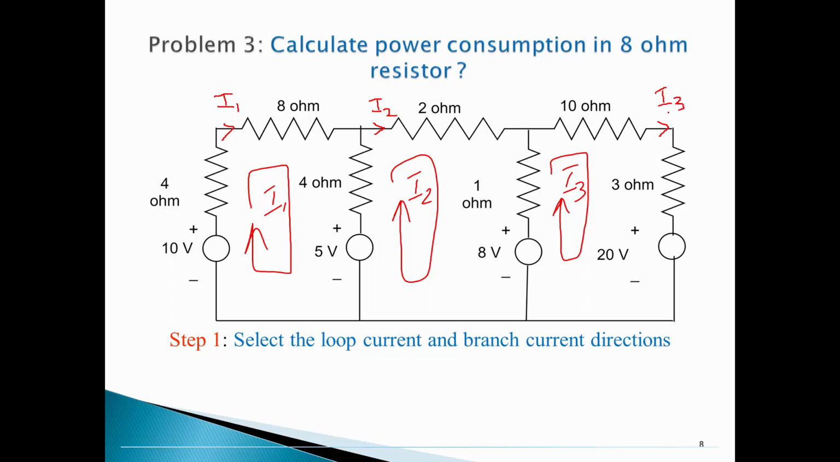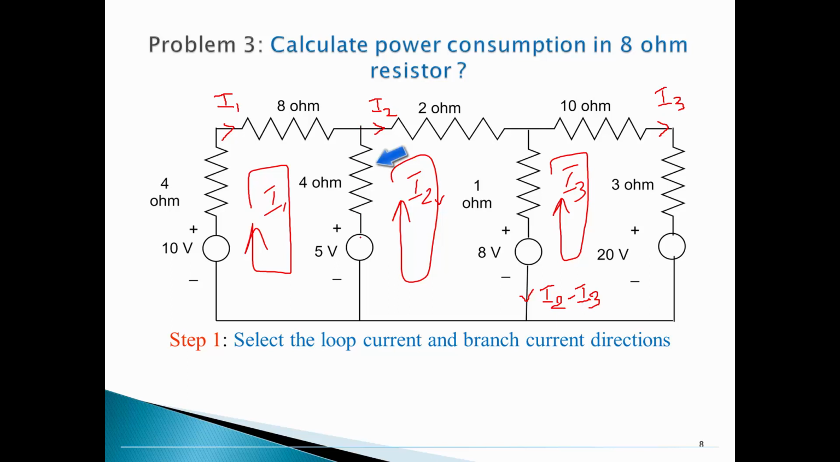this particular area. Coming to this 1 ohm branch, which is common to loops 2 and 3, I2 is downward and I3 is upward. So let me assume that I2 is greater than I3. So the branch current in the 1 ohm resistor is I2 minus I3.